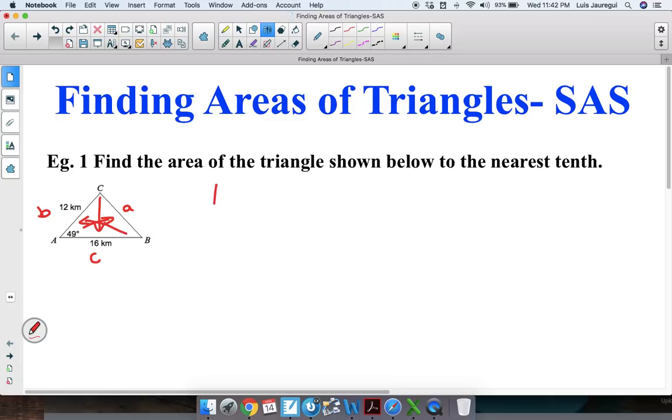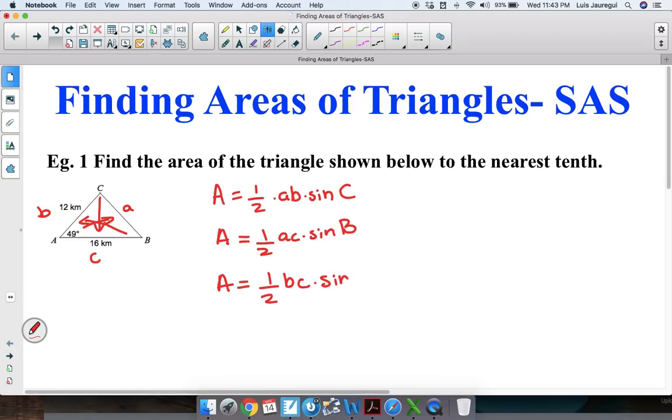Now, in this case, we're going to use a special formula for the area, and this is a formula that is used based on the law of sines. So we can say that the area is 1/2 times AB times sine of angle C, or equivalently, area is equal to 1/2 AC times sine of angle B, or area is equal to 1/2 times BC times sine of angle A.